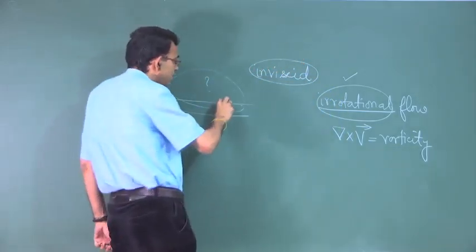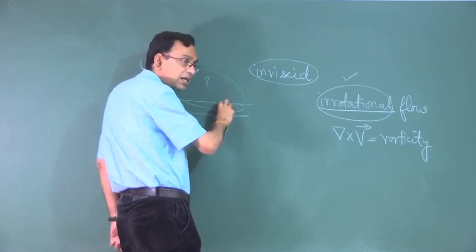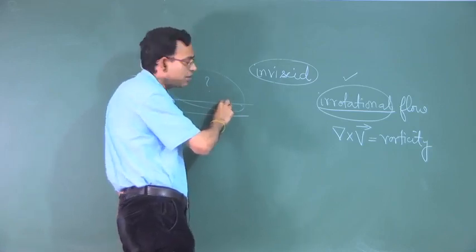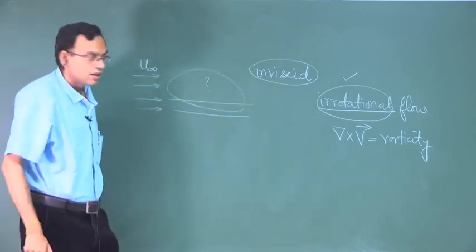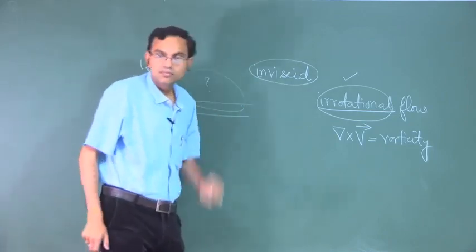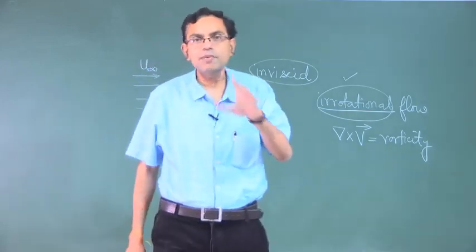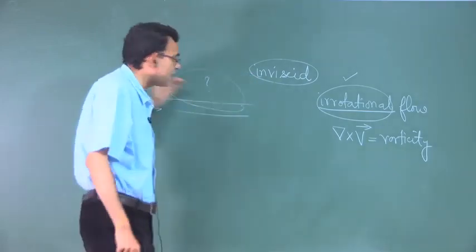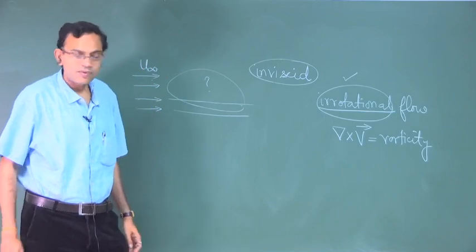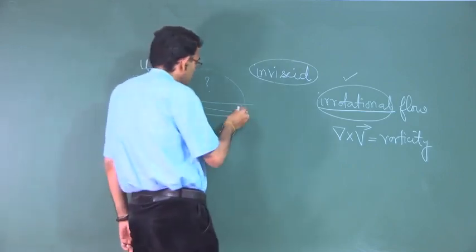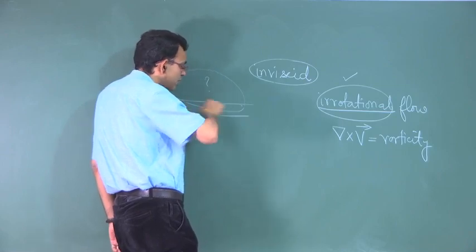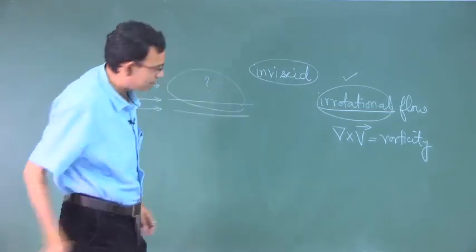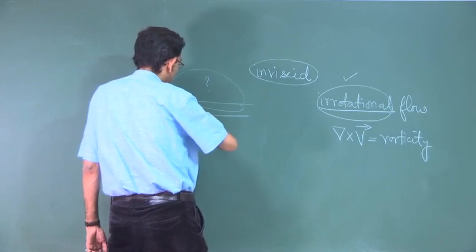The viscous effects will be confined within a thin layer if the Reynolds number is large, otherwise the viscous effect will be penetrating deep. Let us assume for the time being that this flow is a high Reynolds number flow. If it is a high Reynolds number flow, the layer within which the viscous effect is important, of course this layer is not a horizontal line like this, but it grows like this.